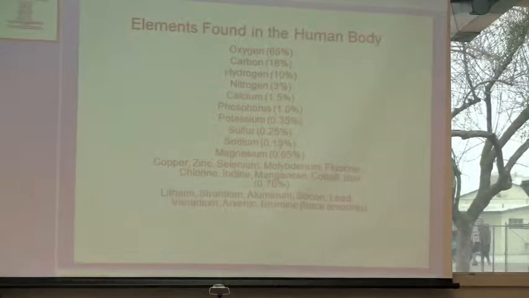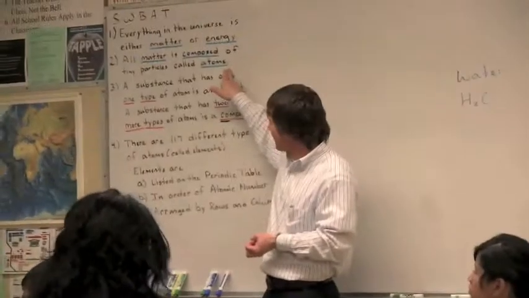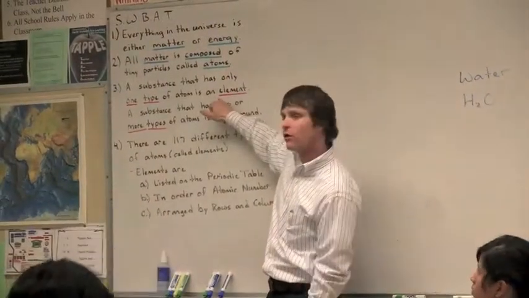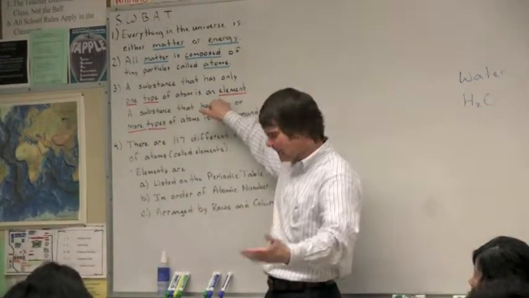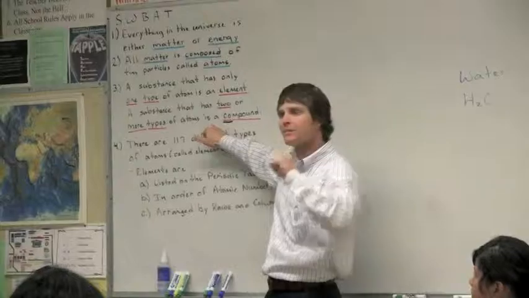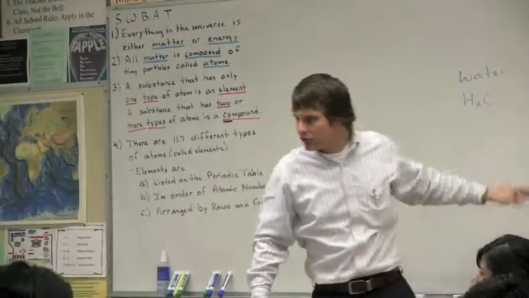Everything in the universe has to be either matter or energy. As you found out in this class, we're focusing on matter. All matter is composed of tiny particles that we call atoms. And then what we focused on was a substance that has only one type of atom, we call it an element. But if we've got 2 or more types of atoms, we call them a compound. And you see that at the end of each tool as well.